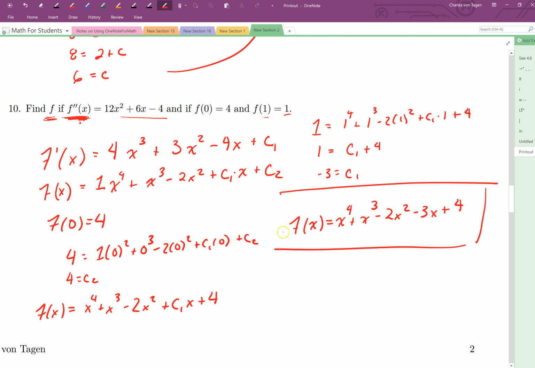And you can confirm, and I would encourage you to pause the video, confirm that when I plug in a 1, it outputs a 1. Confirm that when I plug in a 0, it outputs a 4. And then find the second derivative of this function and find that the second derivative is indeed 12x squared plus 6x minus 4.